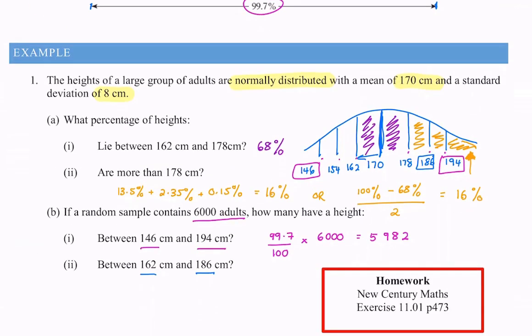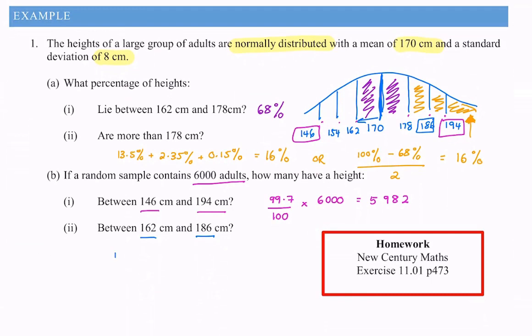First of all, I'm going to work out those percentages. I've got 34% and 34% and 13.5%, and all up I get 81.5%. Now I need to work it out. I know I have 81.5, I put that over 100, and I multiply that by the 6,000 adults that I have. When I do this, I get 4,890. So 4,890 people lie between 162 and 186.